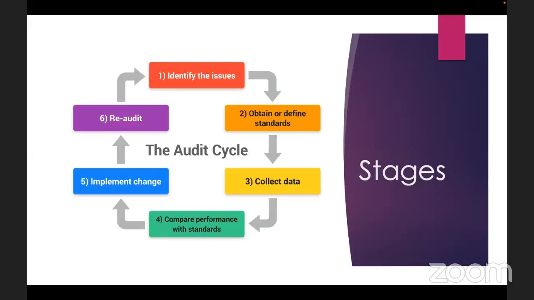Step number one is you identify the issue or the topic. Then you have to define your standards. We will go into further details on how to do that. And after you define your standards, you collect your data. Then you compare that data with the standard, and then you find some gap, and then you implement change, and then you again do an audit, which is your second cycle, re-audit. This is the cycle.